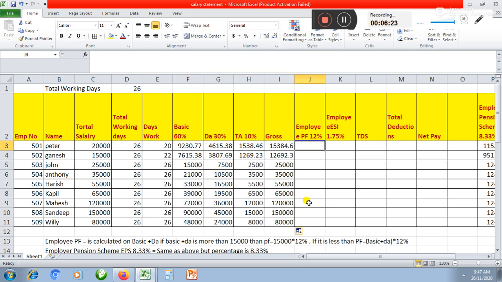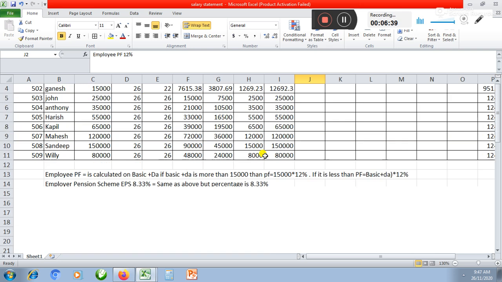But important is the PF calculation, ESI, all this is important. Deductions are important. These are called deductions. Now let us go for deductions. The first deduction, let us see, is PF. That is 12%, employee PF. Now what is the meaning of PF?